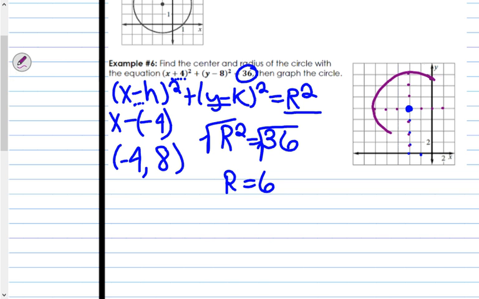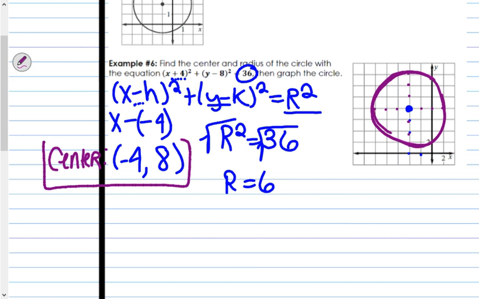Oh, and I sometimes stink at it. But you just do your best to make sure it looks like a circle and not a square. There's your circle, to the best of your ability. Okay, so we found the center. I should have written the word center, I apologize. We found the center of negative 4, 8. We found the radius, and we graphed the circle.